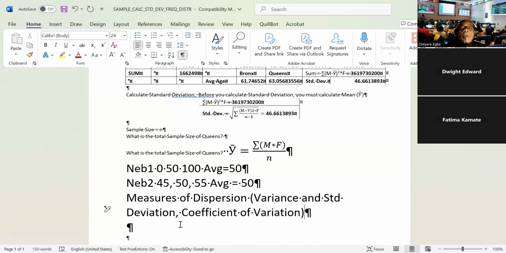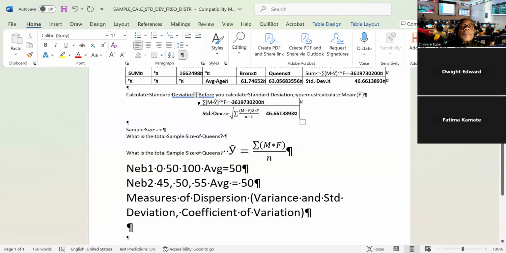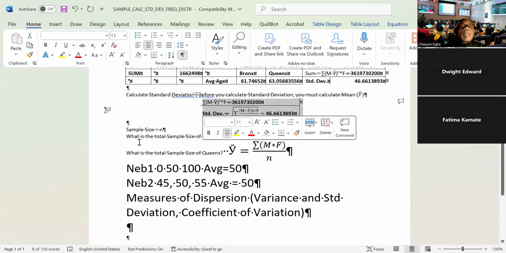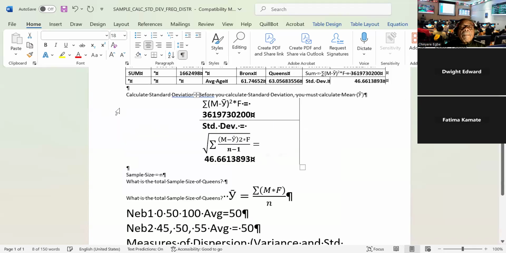So, what is our measure of dispersion? How do we measure standard deviation? That is where we start. The standard deviation is the square root of the variance, which you will see here. Okay, so this is how we measure standard deviation.